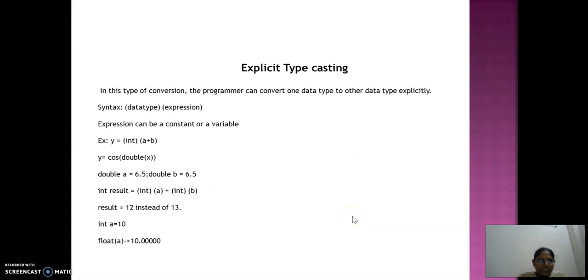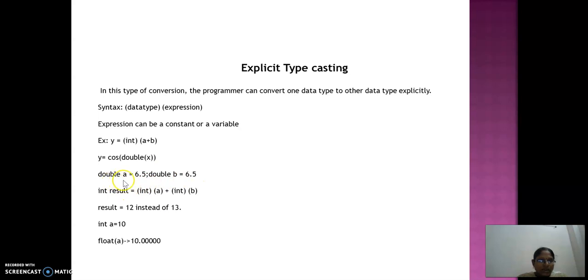Coming to the explicit type conversion, in this type conversion, the programmer can convert one data type to another data type explicitly. That means forcefully. Int a plus b, see here y is equal to cos of double x. If suppose x is some integer value, I am converting forcefully the x value into double value.